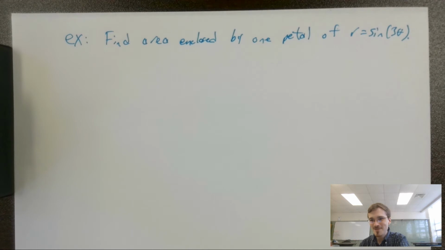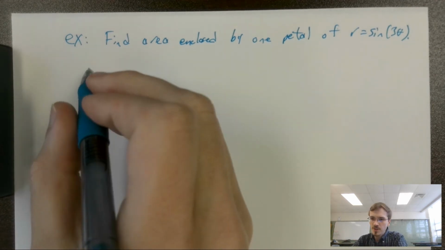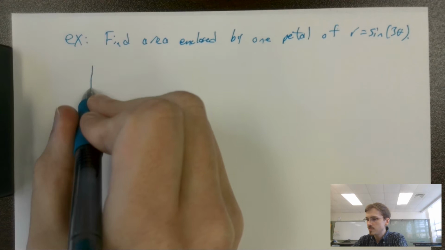So what's step one to every problem? Let's draw a picture. If we don't have a picture, it makes it kind of intractable. Let's recall what this function looks like.